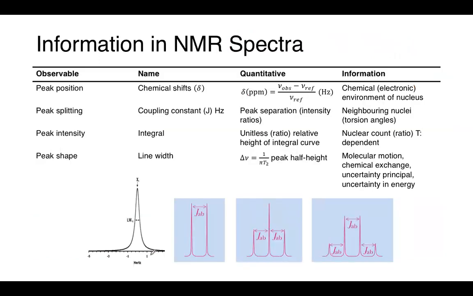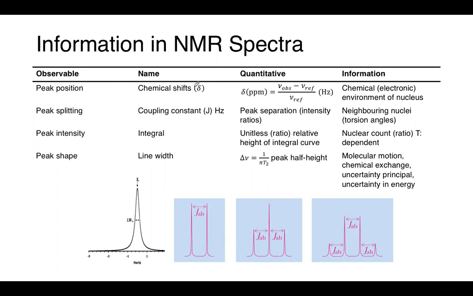So, information in NMR spectra. Here is a list of things which can happen. Down at the bottom, we have this peak splitting. We'll get there in a moment. So peak position, we usually call this a chemical shift in NMR spectroscopy. It's not normally called the peak position, it's normally just called the chemical shift.